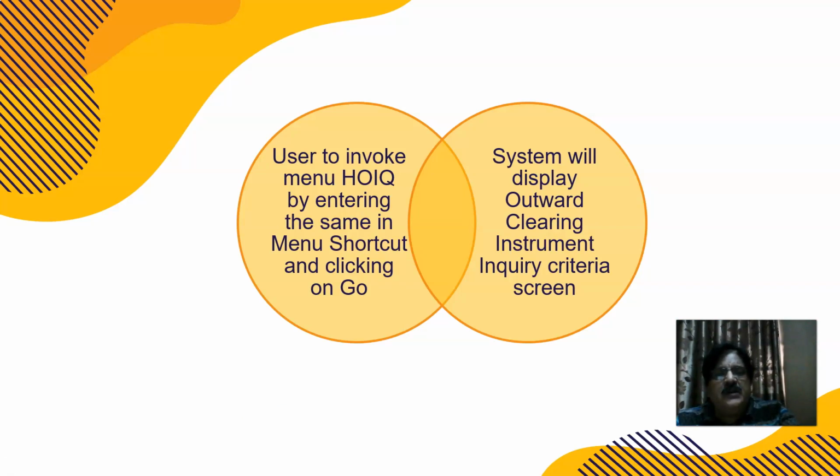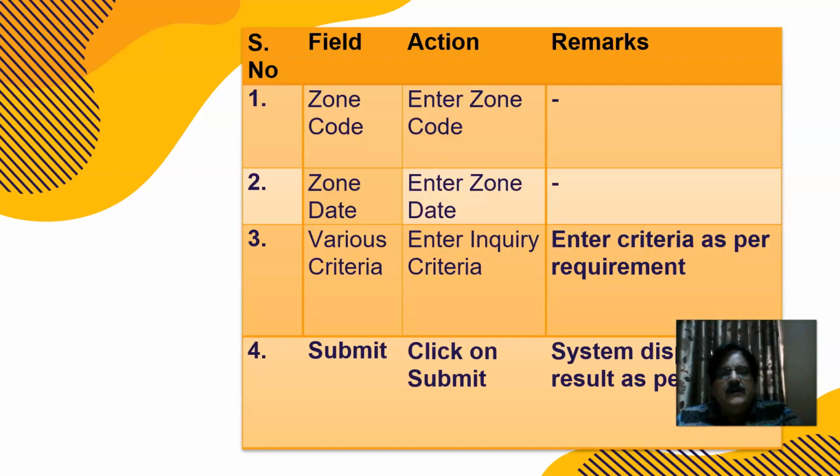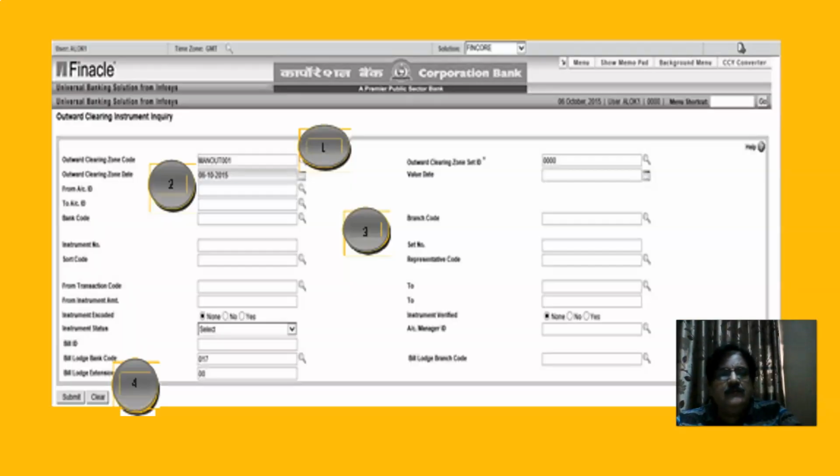The user invokes menu option HOIQ by entering the same in the menu shortcut and clicking on go. The system will display the outward clearing instrument inquiry criteria screen. The zone date, control X, and zone code will automatically populate. Various criteria are given. Enter the criteria as per requirement and click on submit. Now you can inquire instrument wise, right? So anything you want to inquire, for a particular instrument you have, what is the amount of the instrument, on which it is drawn, what are the details, right?